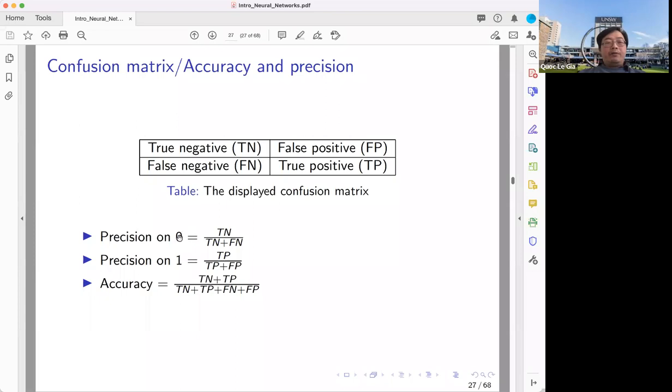Based on that, you can define the precision on the non-risky class, which is the true negatives divided by true negatives plus false negatives. So you take the ratio between these entries and divide by the sum of the first column. Precision on class 1 is the same for the second column. And then the accuracy is the true negatives plus the true positives, divided by the sum of all the entries of the matrix.